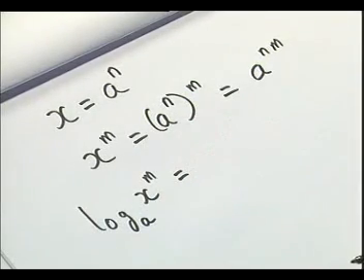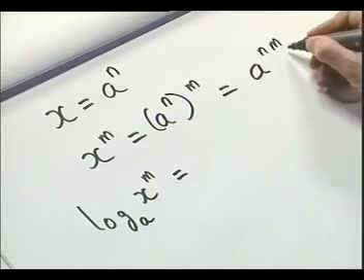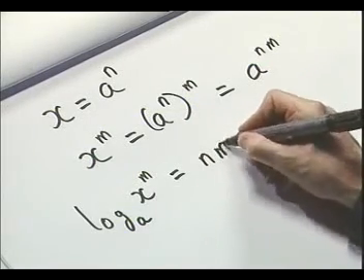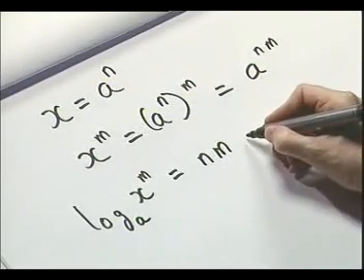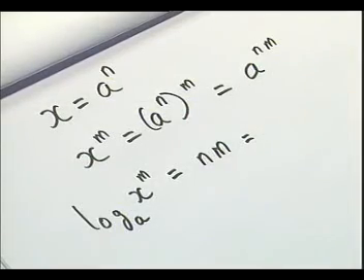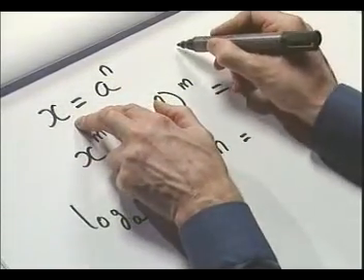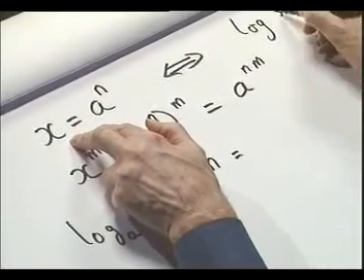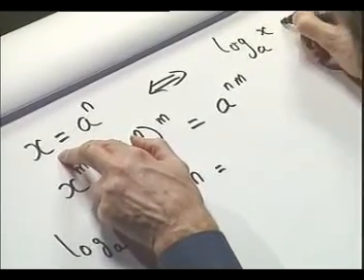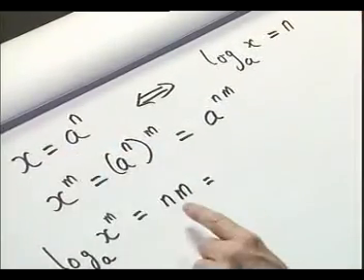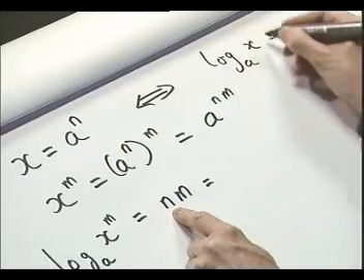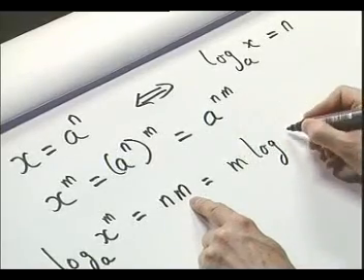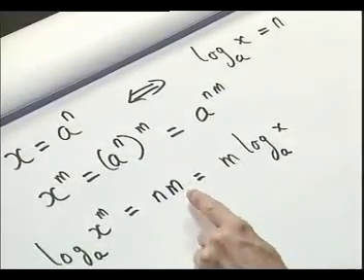equals, well, by definition, that must be this number here, n times m, equals, well, the equivalent statement is that the log of x to base a is equal to n. So instead of n, I can write this, and I must multiply it by m. So that's m times the log of x to base a.